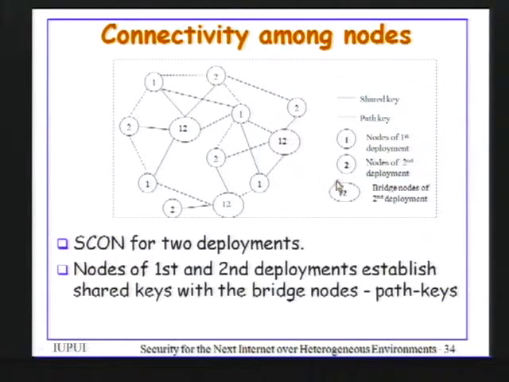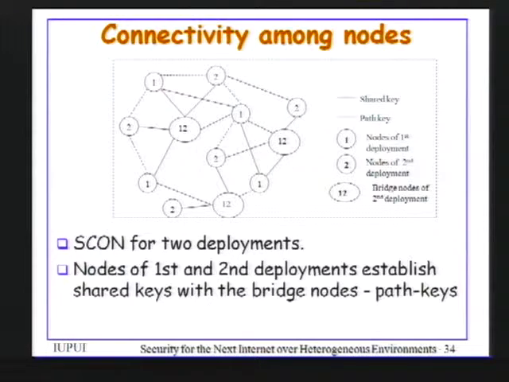For this reason, we introduce some bridge nodes. The idea is a simple idea. In this figure, we show the application of this scheme with two deployments. Nodes number 1 are from deployment 1. They use a separate pool of keys, independent of the scheme.